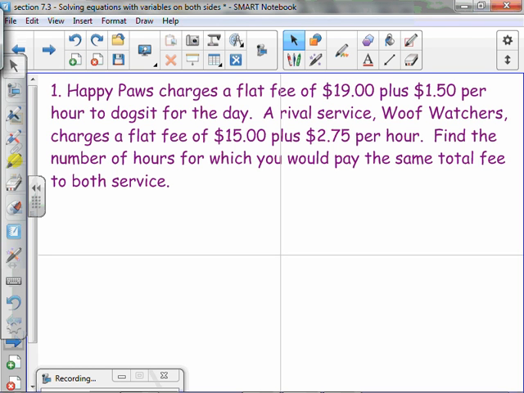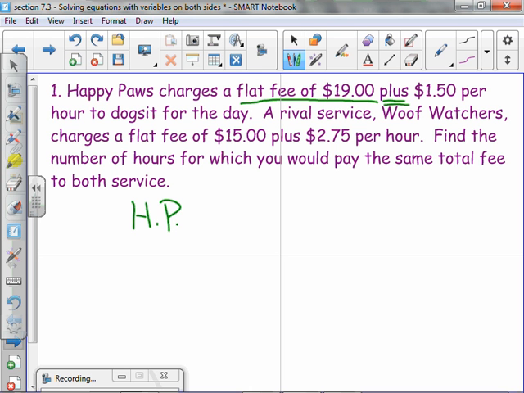I believe we've done this in class. Happy Paws charges a flat fee of $19 plus $1.50 per hour to dog sit for the day. Okay, so they're going to be watching our dog. So Happy Paws, let's create an expression to describe what they are doing here.